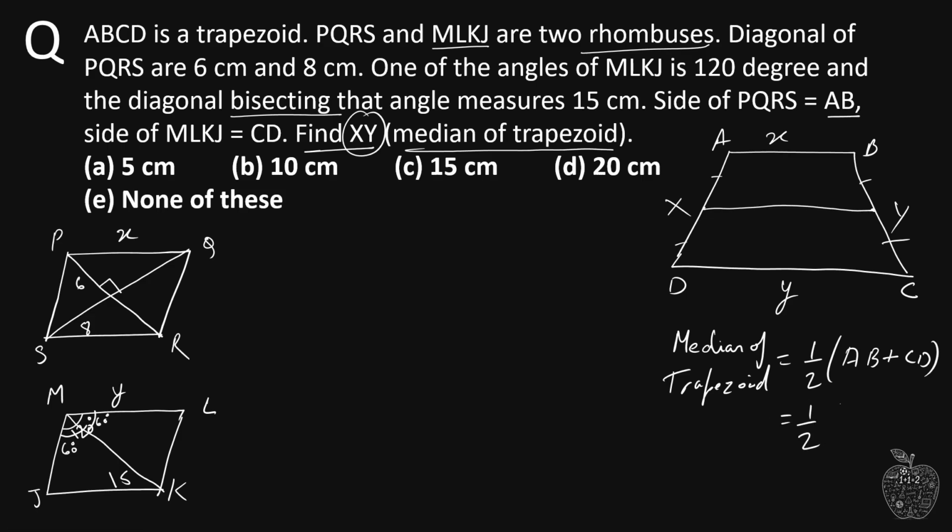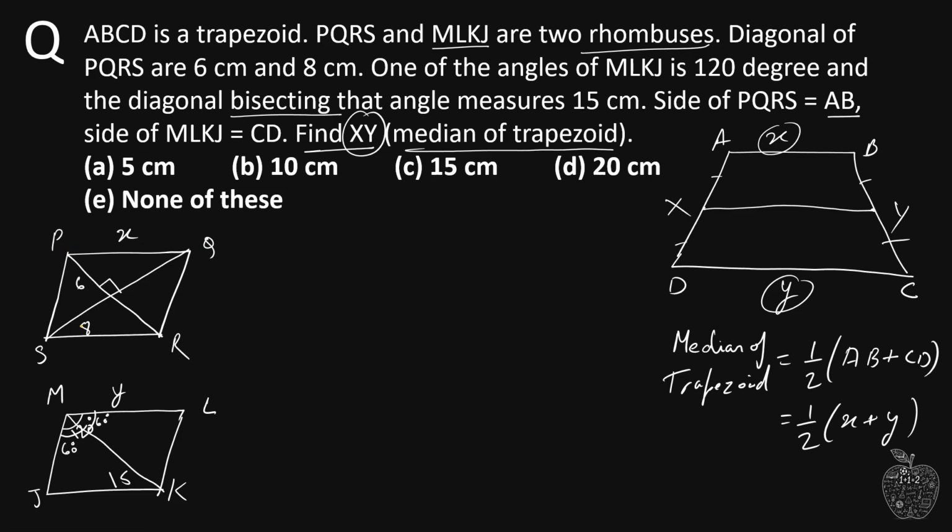So half of AB is X, CD is Y. So we have to find out this. Okay, now if we get the value of X and Y here, we'll be able to get our median. So let's move forward. So how do we proceed now?